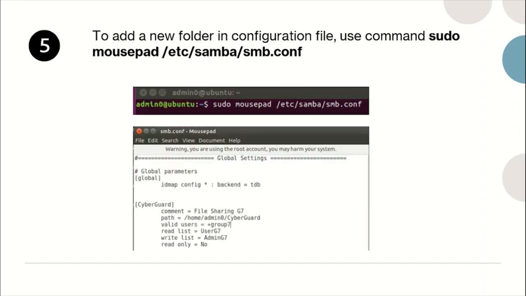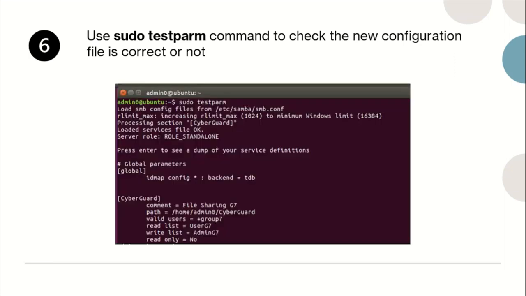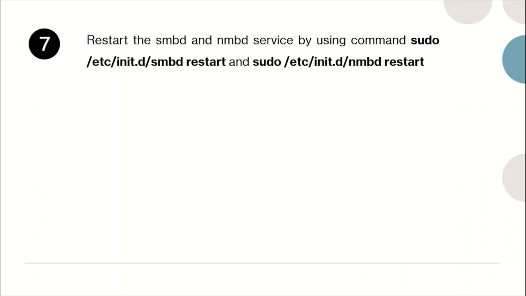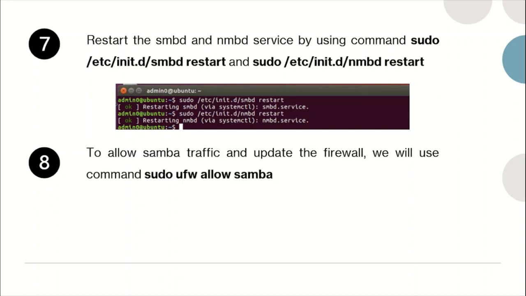This is the configuration file that has been edited. To test the configuration file, we will use the command sudo testparm. We will need to restart the SMBD and NMBD services every time after we make changes in the configuration file by using the commands shown here. To allow Samba traffic and update the firewall, we will use the command sudo ufw allow samba.